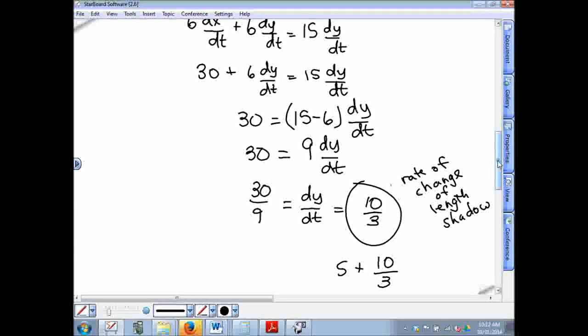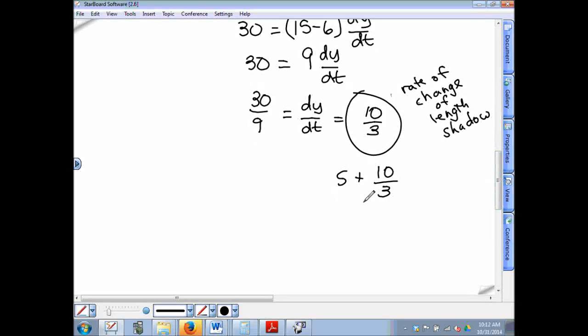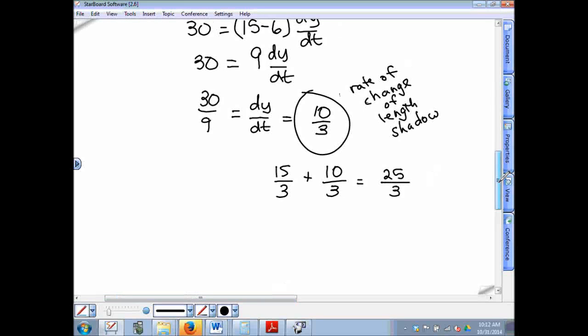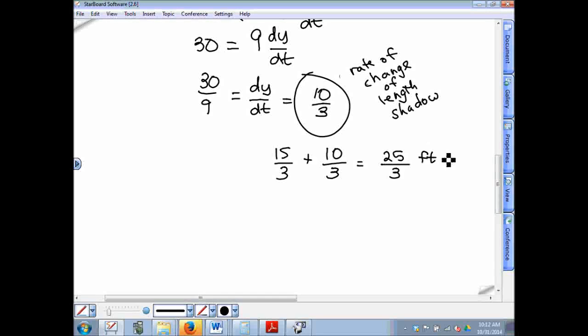It's not 15/3. It's 15/3 plus 10/3, which is 25/3. And in terms of units, that's feet per second.